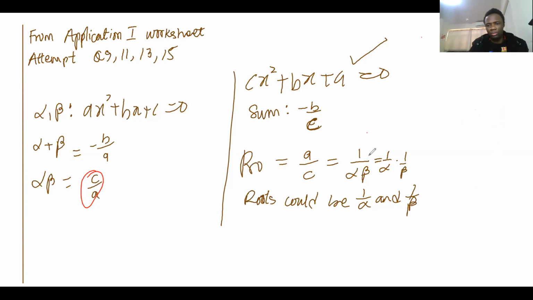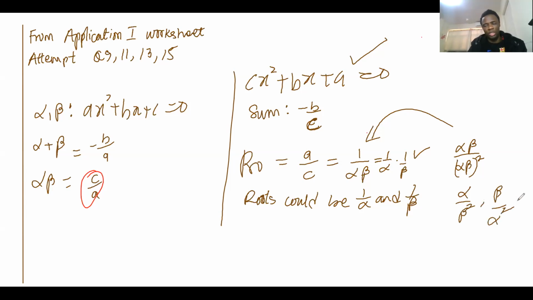This is the simplest form, okay? If it wasn't this, it could have been maybe something like alpha beta divided by alpha beta squared that was eventually reduced to this. Understood that, Giselle? It could have been that. And what can we multiply to give us this? Maybe the roots were alpha over beta squared and beta over alpha squared in the first instance. And when these are multiplied, you are going to get this.